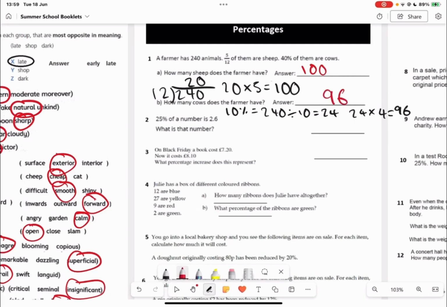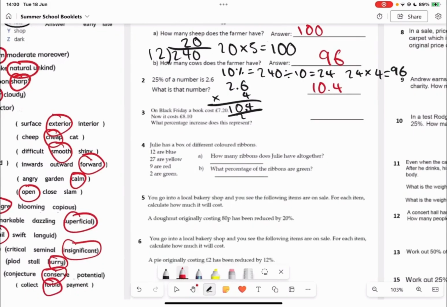So next we're going to be doing question 2, which is 25% of a number is 2.6, and what is that number? So 25%, as we already know, is 1 over 4, so all we have to do is 2.6 multiplied by 4. So 6 times 4 is 24, 4 times 2 is 8, plus 2 is 10. And then we add back our decimal place, so the answer is 10.4.